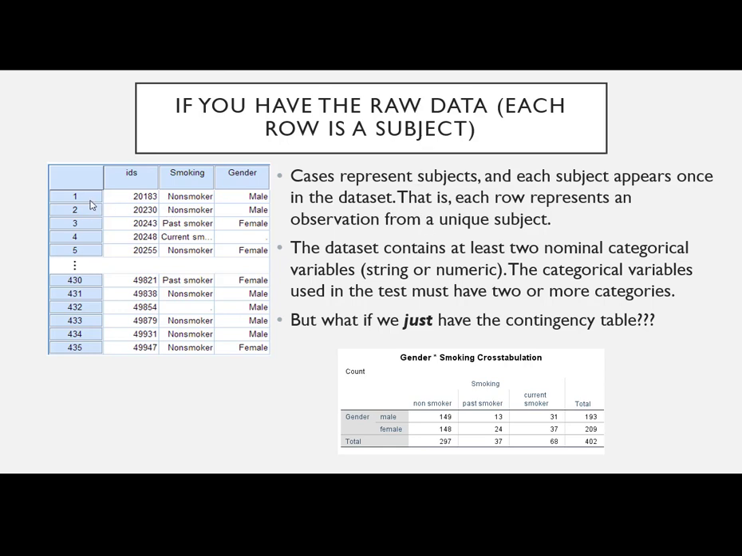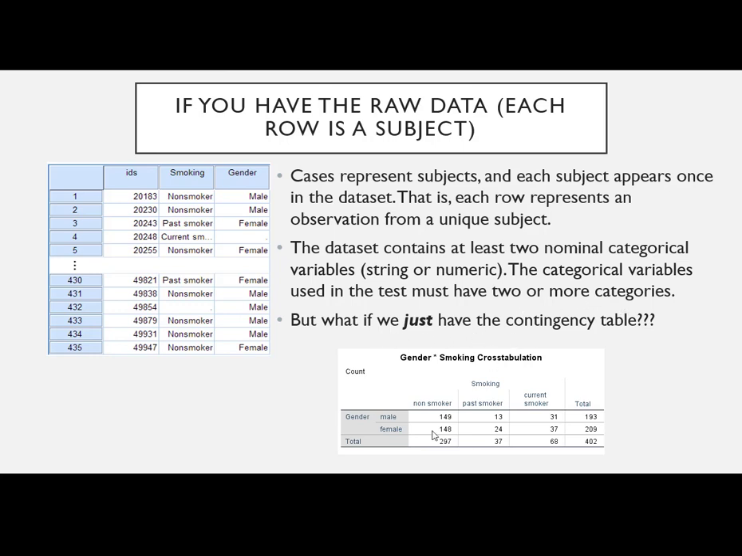So item 1, this person has 1 ID number, that person's a non-smoker and he's male. This person is a past smoker and she's female. So each row in your data set represents a person on 2 different variables. The dataset contains at least 2 nominal categorical variables, string or numeric, and they must have 2 or more categories.